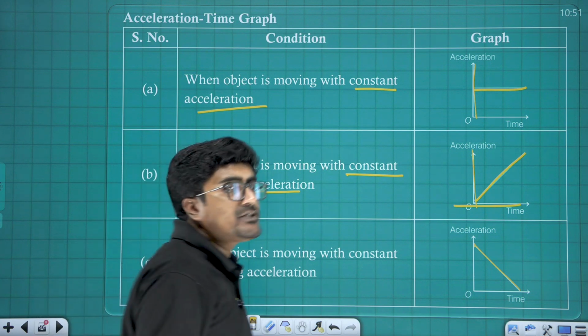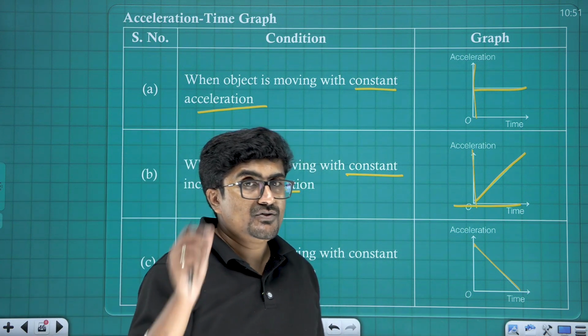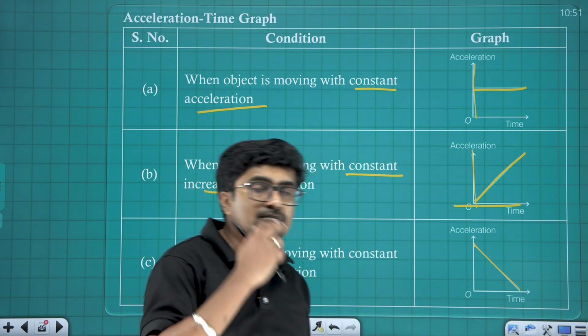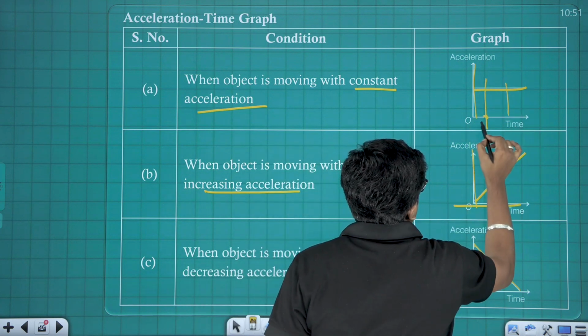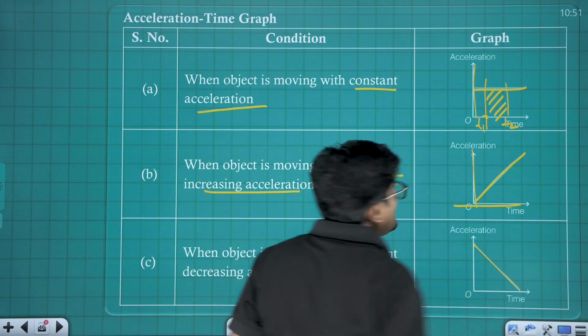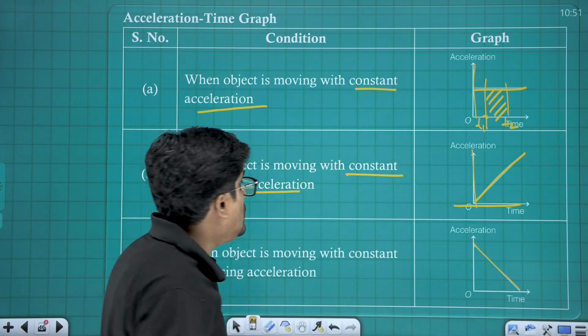area under acceleration time graph. Area under acceleration time graph will give change in velocity. I repeat, change in velocity, not velocity, change in velocity for two time intervals. Say for example, T1 and T2, this area will give what? Change in velocity for the time interval T1 to T2.